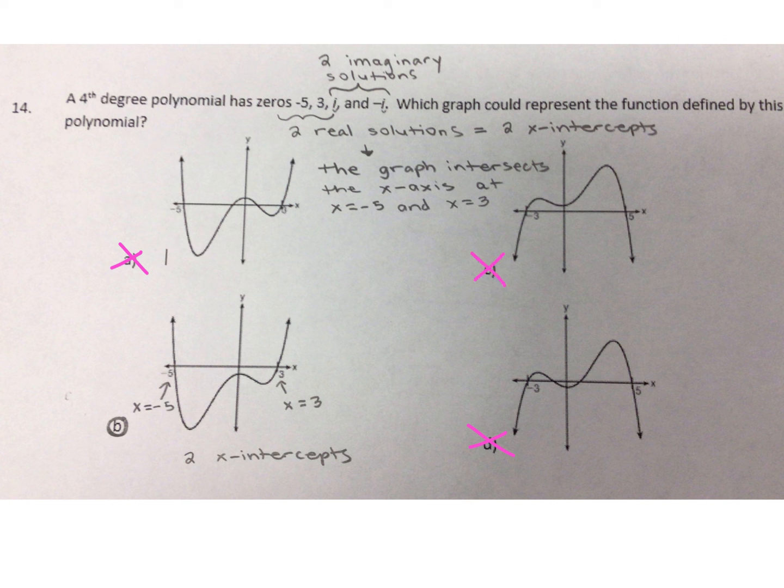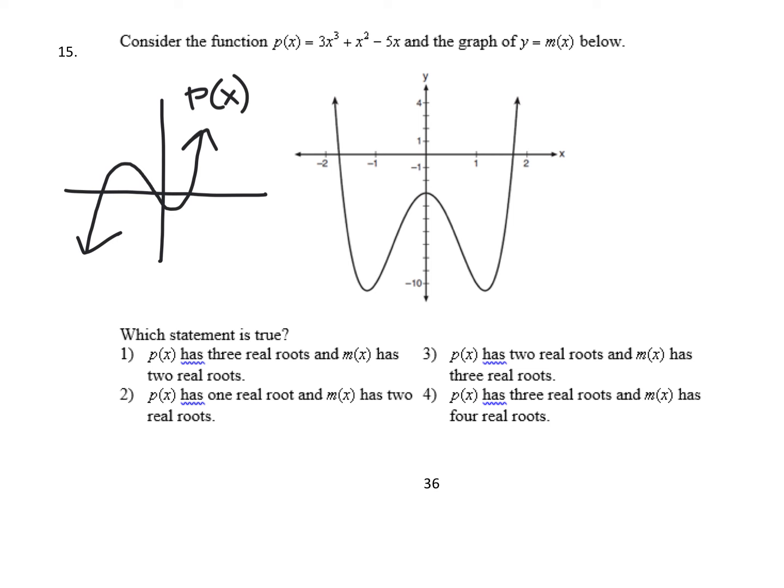Okay, take a look at number 15, hit pause, and see what you think. And then when you're done, you can unpause and see how you did. Okay, so for number 15, they give us the equation for this function p of x. So I graphed it in my calculator, and it looks something like this. So we were able to see here that we have 1, 2, 3 real roots. I'm going to write that down, 3 real roots, right? If it intersects the x-axis in 3 places, there are 3 real roots or 3 real solutions.